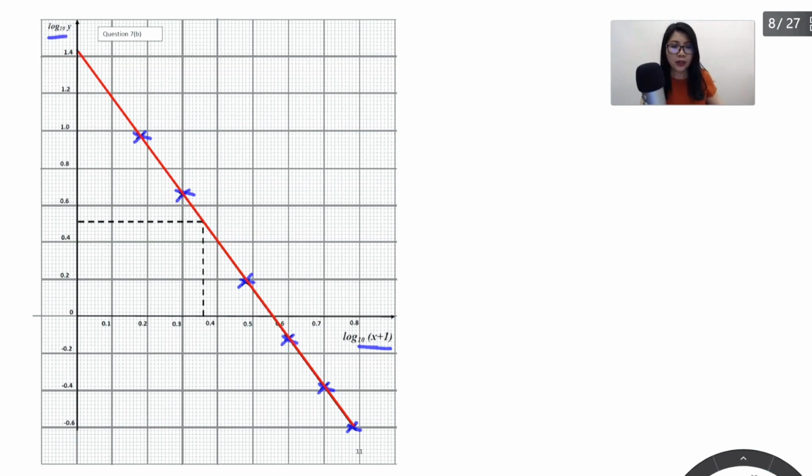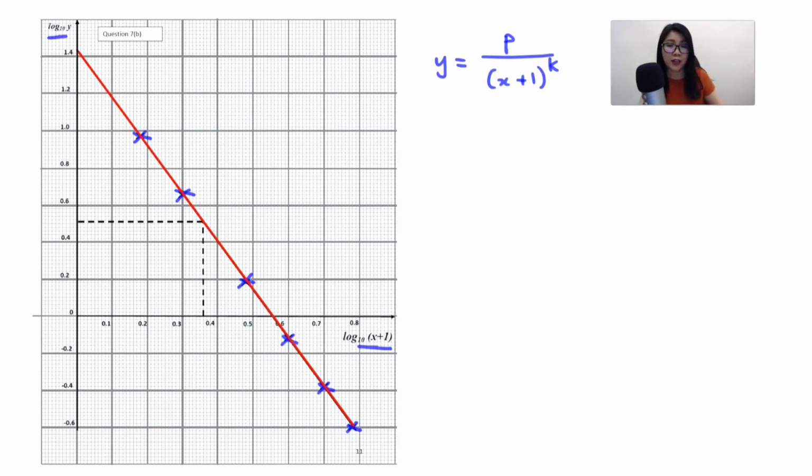So the equation that is given in the question just now, the original one, is y is equals to p over x plus 1 to the power of k. So this is a non-linear equation. Okay, so we have to change it into the form of linear equation, which is y equals to mx plus c. Okay, so we have to put log for both sides. So log 10 y equals to log 10 p minus k log 10 x plus 1. Okay, then after that we have to rearrange it in the form of y equals to mx plus c.